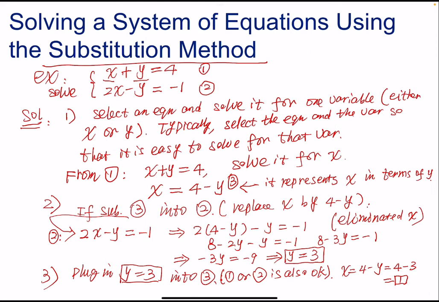So we can summarize lastly, the ordered pair (x, y) equals (1, 3). And that's the final solution we found for the system of linear equations. So this is a general idea of how to use the substitution method to solve a system of linear equations.